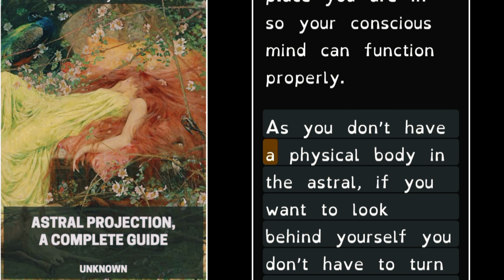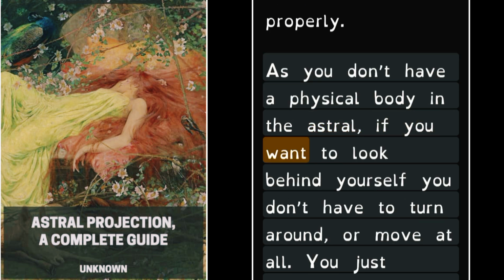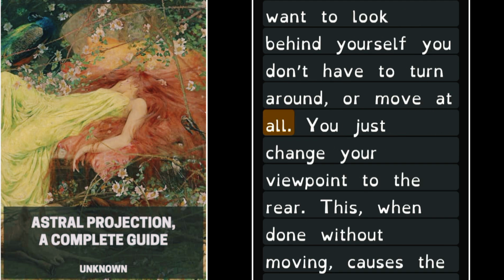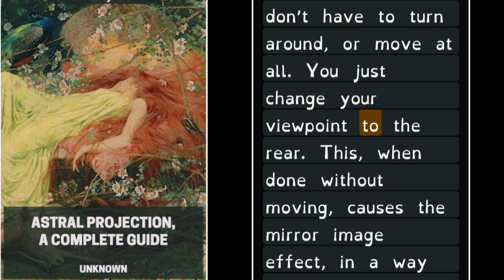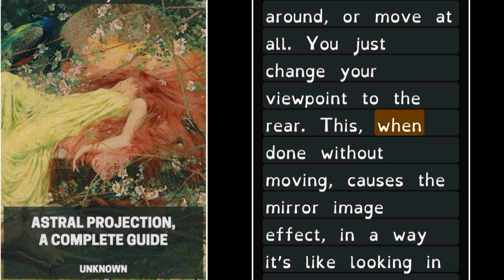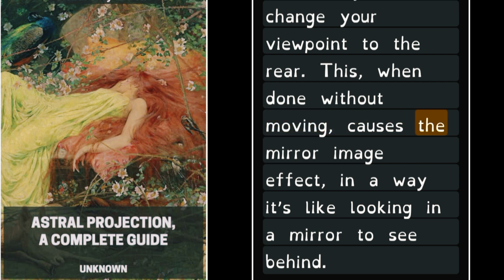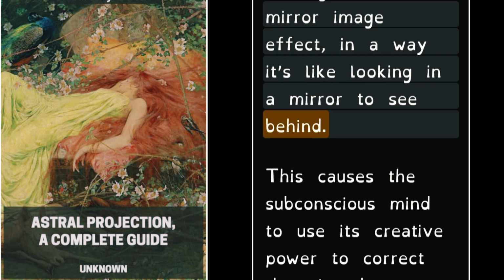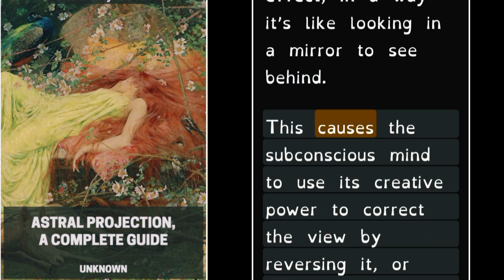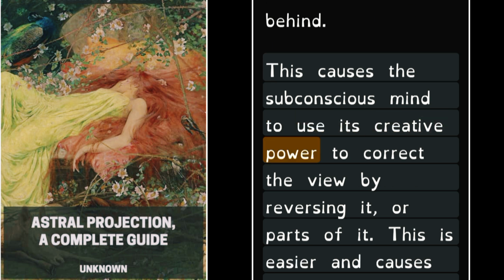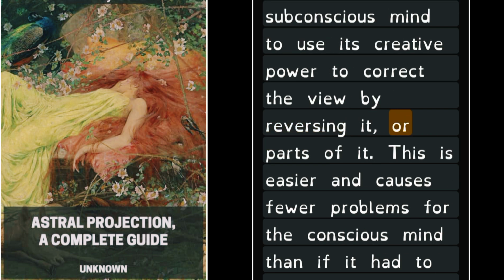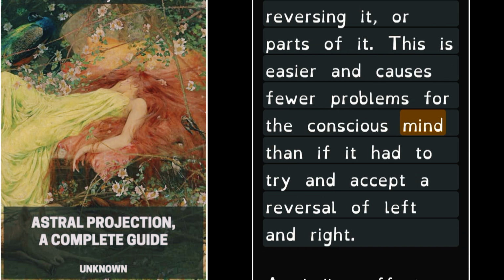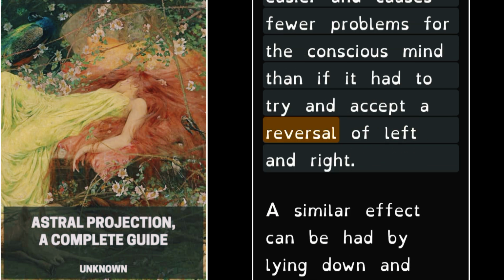As you don't have a physical body in the astral, if you want to look behind yourself, you don't have to turn around or move at all. You just change your viewpoint to the rear. This, when done without moving, causes the mirror image effect. In a way, it's like looking in a mirror to see behind. This causes the subconscious mind to use its creative power to correct the view by reversing it or parts of it. This is easier and causes fewer problems for the conscious mind than if it had to try and accept a reversal of left and right.